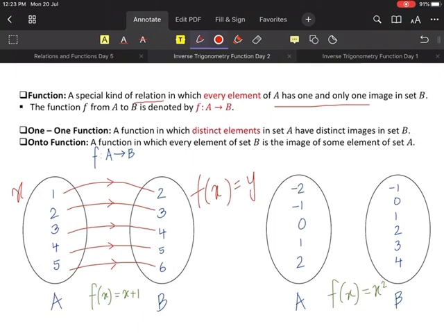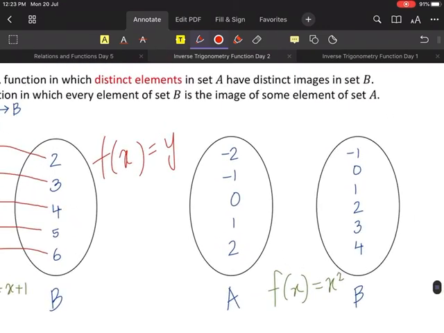Am I clear? Now when x is 2, f(x) is how much? 3. That's why 2 is mapped with 3. When x is 3, y is how much? 4. When x is 4, y is how much? 5. When x is 5, y is how much? 6. Have you understood this graph? Yes or no? This is known as an arrow diagram.